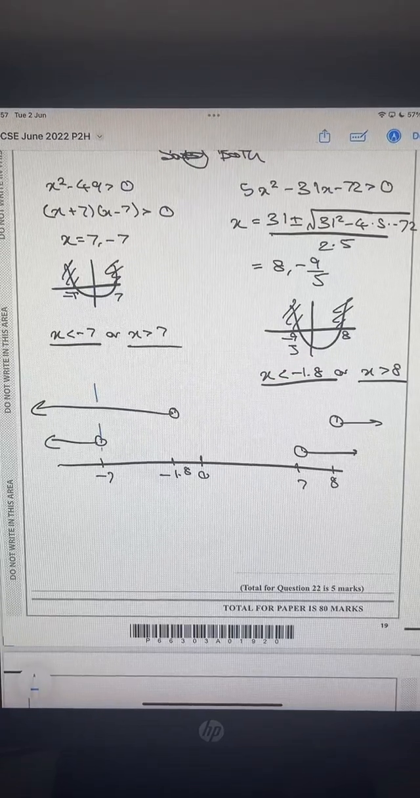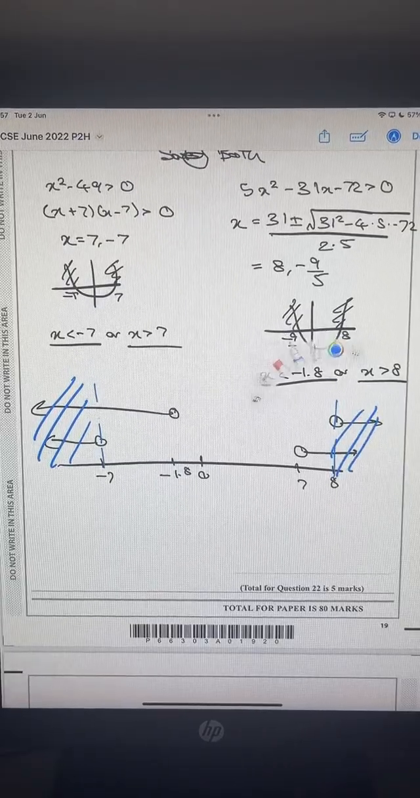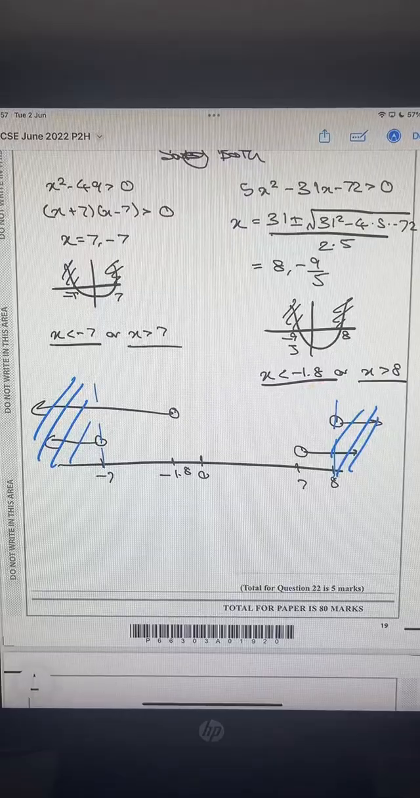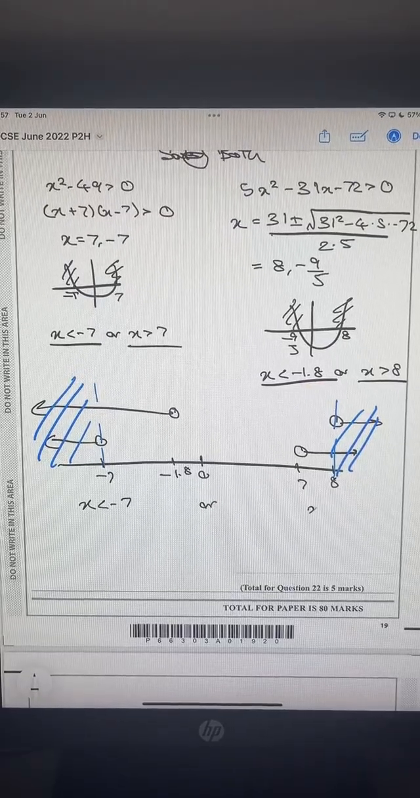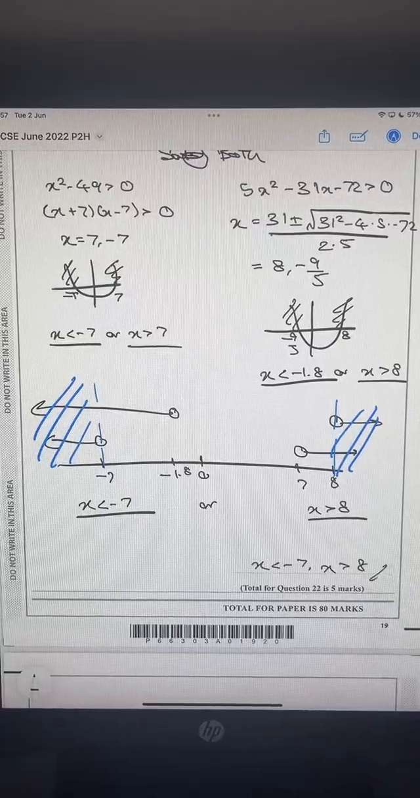So here, this is the bit where they overlap. And here, this is the bit where they overlap. And then I just take the more extreme inequality. So here, x is less than negative 7, or x is greater than 8 here. And that's my answer. X is less than negative 7, x is greater than 8.